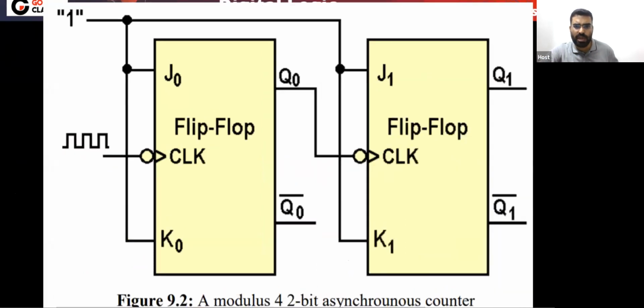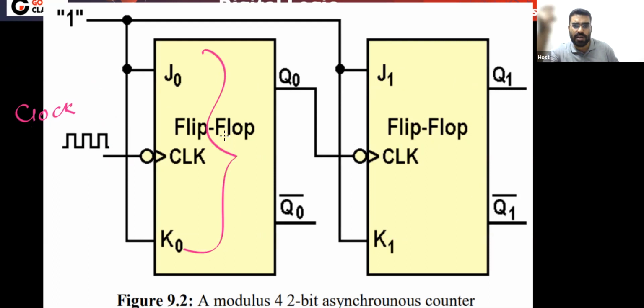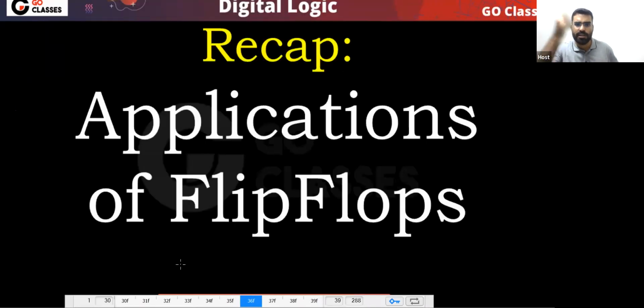In an asynchronous counter, you can notice the clock applies to the first flip-flop, and the output of flip-flop 1 operates as the clock for flip-flop 2. So the output of a flip-flop works as a clock for the next flip-flop. This is what happens in asynchronous counters. Now let's move on.